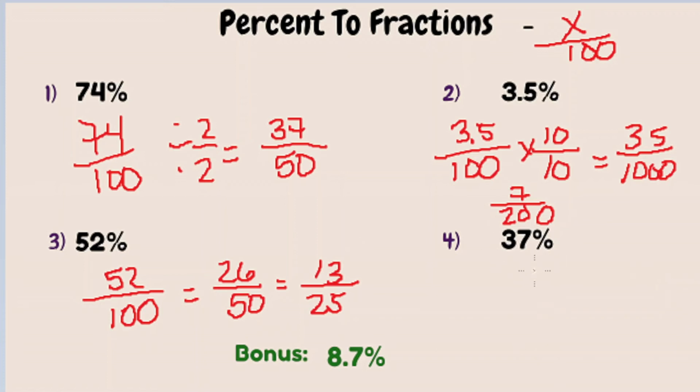Last example, 37%. Let's put our 37 over 100. Numerator is not even, denominator is, so we can't use 2. I don't know of any factors of 37 that also go into 100, so guess what? 37 over 100 is the fraction for 37%.